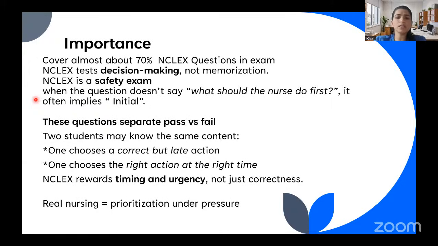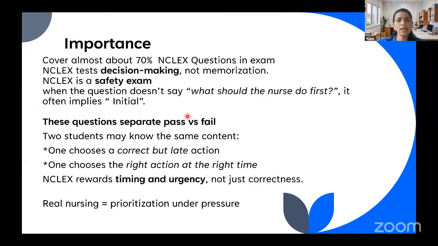So many students ask me, "Ma'am, what if the question doesn't say that word? Then how can we pick the answer?" In that case, I always say think "first." Still think "first," even if the question doesn't say it, because it automatically means: if you have a patient in front of you and that situation is in front of you, what are you going to do first, even if the question doesn't say that? And I'll show you those examples today.